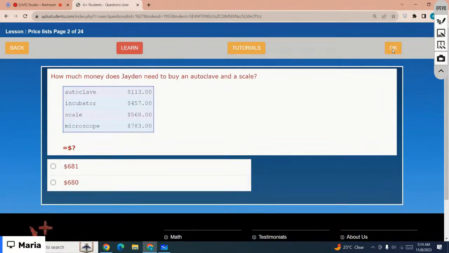How much money does Jaden need to buy an autoclave and a scale? So just add the price of autoclave and scale, which is the correct option. Autoclave is $113 and scale is $8. So which is the correct option? Just add them.